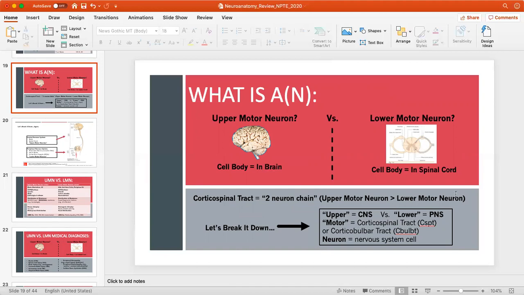And that lower motor neuron is going to have its nerve cell body live in the spinal cord, but it's going to be part of that peripheral nervous system. So upper motor neuron in the brain, lower motor neuron, cell body lives in the spinal cord. So it makes sense.